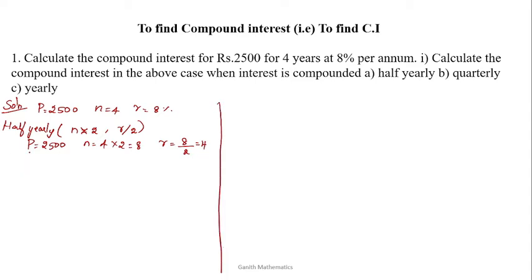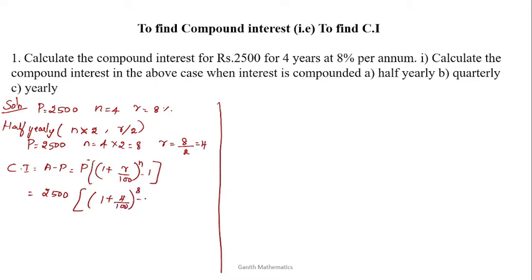Okay. So now we are going to find the compound interest. They have asked us to find the compound interest. So the compound interest is CI is equal to A minus P, and that is P into 1 plus R by 100 the whole power N minus 1. So P is 2500, okay. 1 plus R is 4 divided by 100. The whole power N is 8 minus 1.